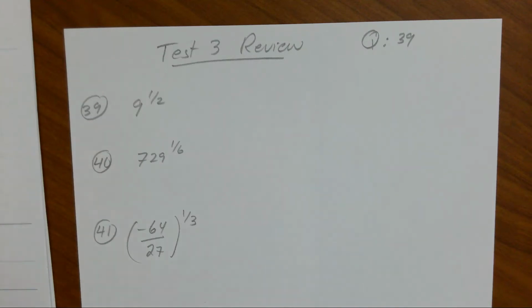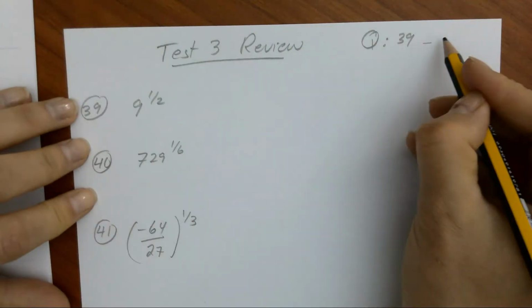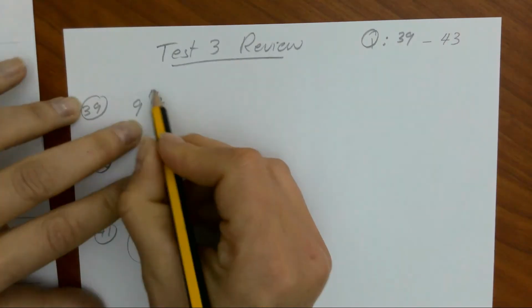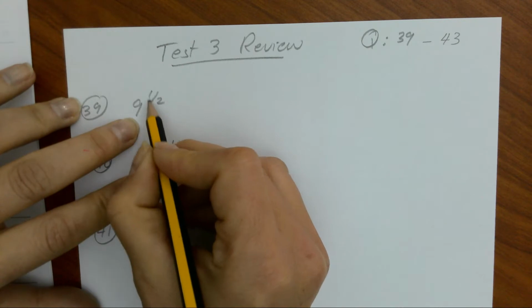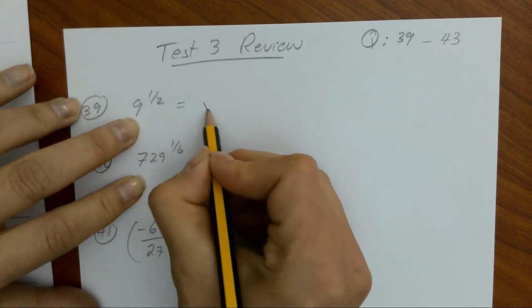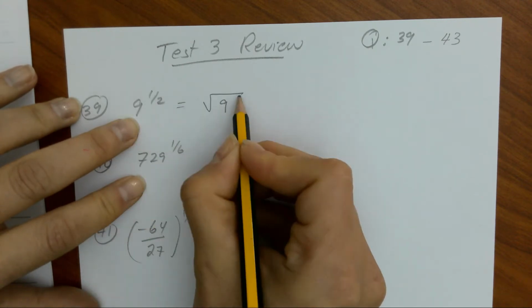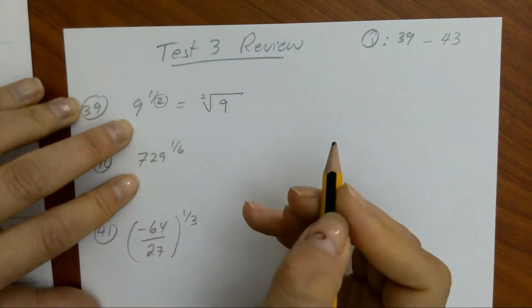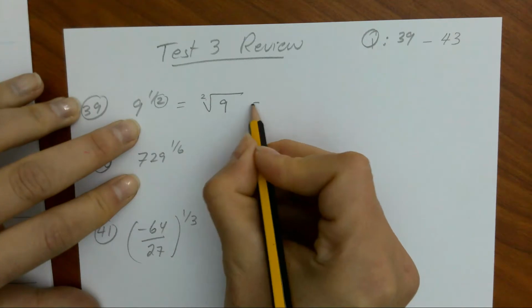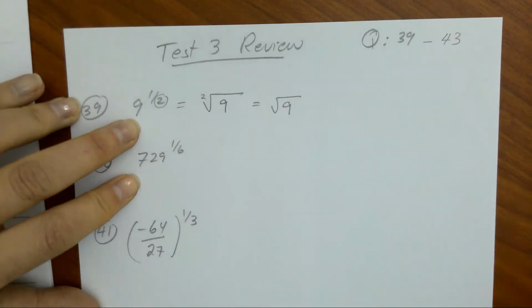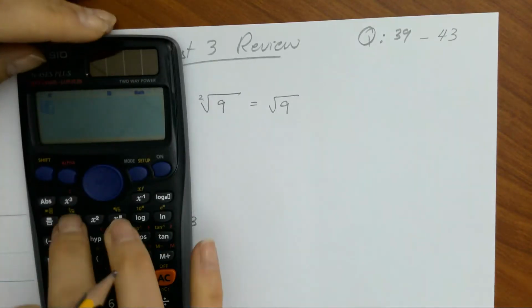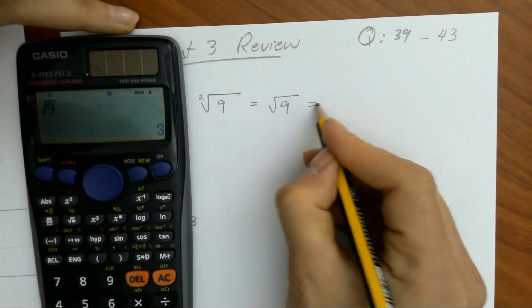Test 3 review, questions 39 to 43. So when you have fractional exponents, it means you need to do the radical sign, okay? And whatever number goes down here, goes here in the corner. And when we have a 2, we don't really write the 2. We write everything else, just not the 2. So then we just go, okay, square root of 9 means what times what is 9? 3.